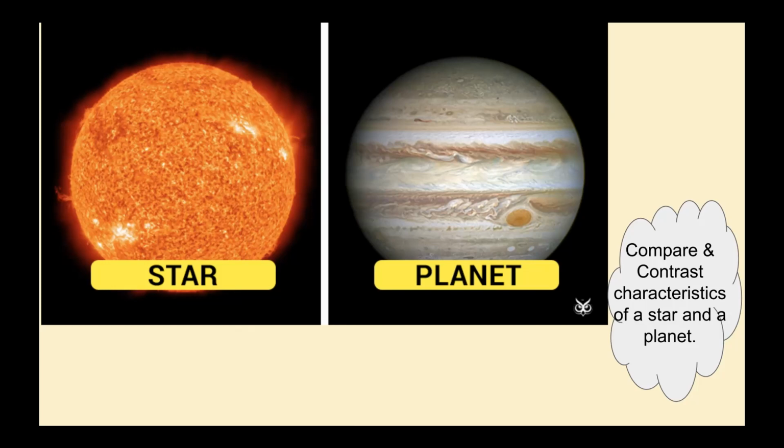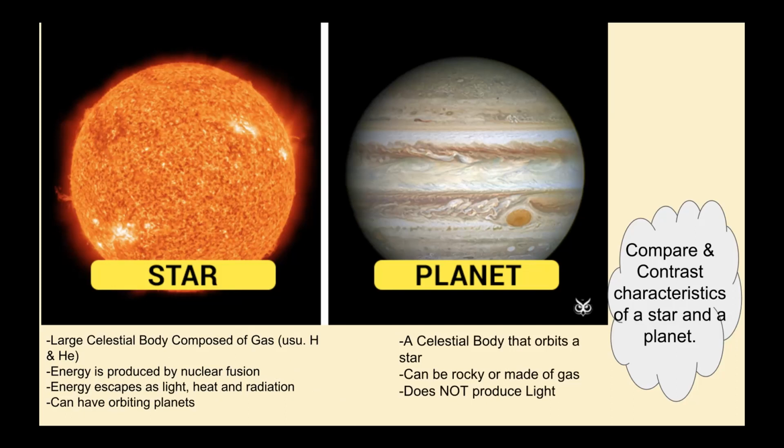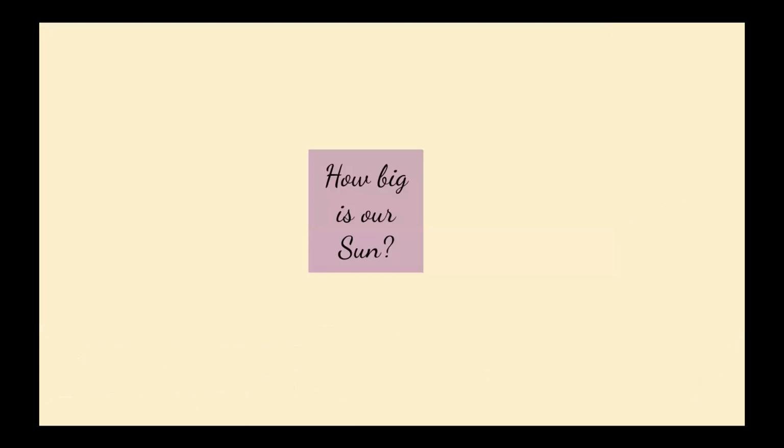Stars can also have orbiting bodies such as planets around them. Think about our very own sun. Our sun provides light and heat for planet Earth, and of course it has the planets in our solar system orbiting around it. In comparison, a planet can be rocky or terrestrial, or it could be a large gas planet, like we see in the picture with Jupiter. And again, the biggest difference is that planets do not produce their own light. That's the biggest difference between a star and a planet.